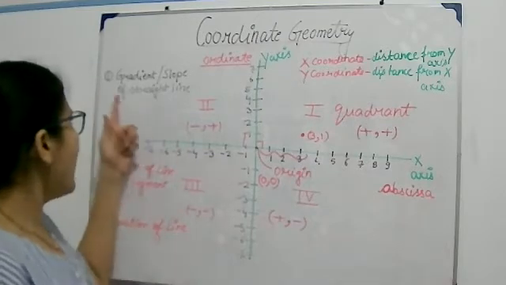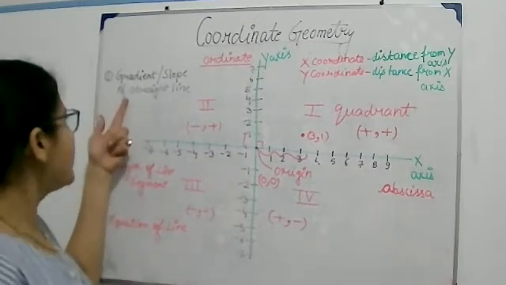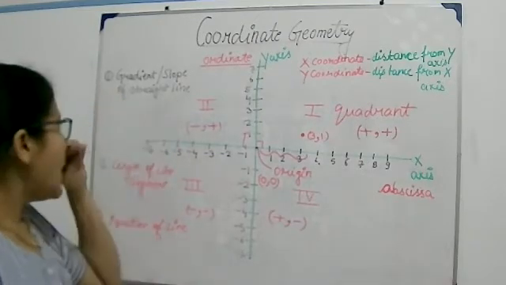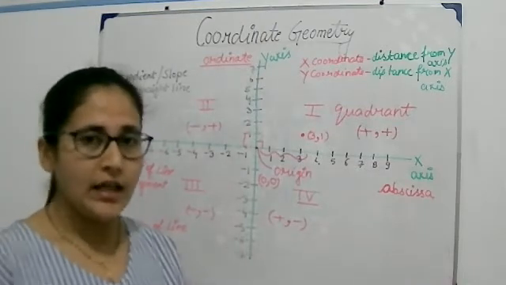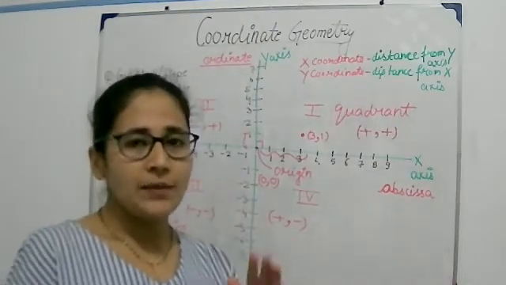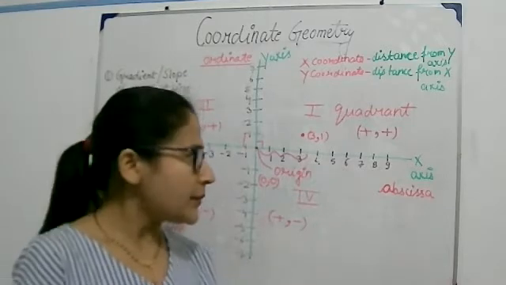Now we will start first gradient and slope of a straight line. What is gradient? Gradient means slope of any straight line. We will measure the steepness of the line.